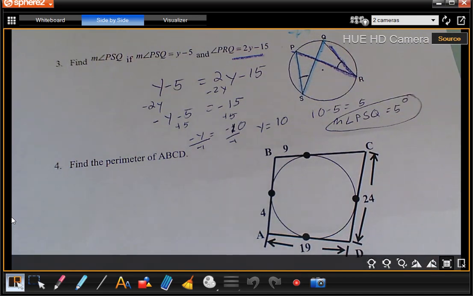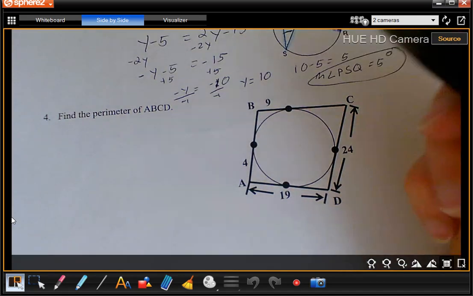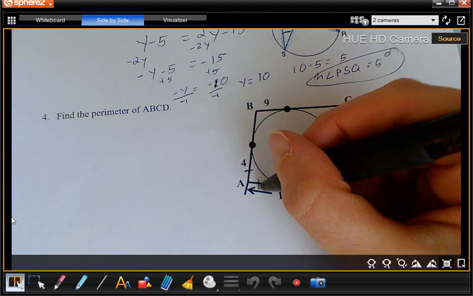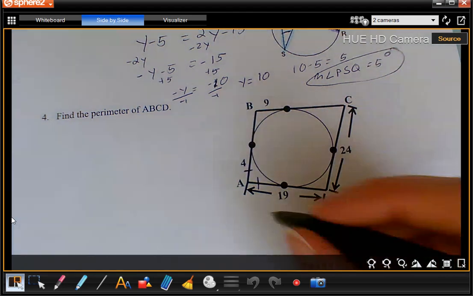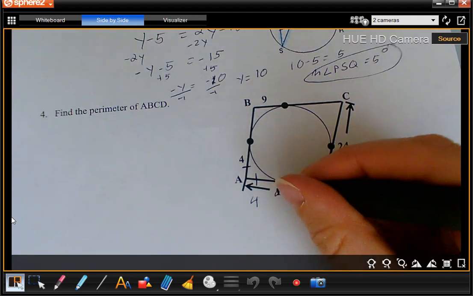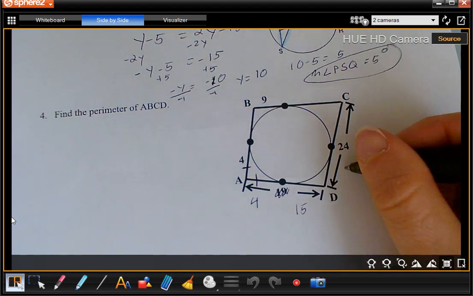All right, we're going to find the perimeter of this. Okay, this is all about some tangents. So I know that if 2 tangents meet in an exterior point, they are equal. So I know both of those are 4. 19 minus 4 is 15. So this is also 15.